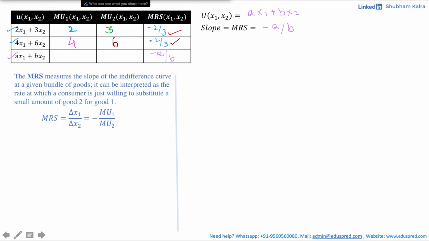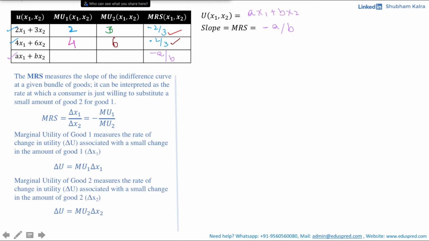Note that this is a general form, where instead of taking any particular value, the function is taking a general form where a and b can be any real number. It could be 0, it could be 1, it could be 1.2439, anything. If you compare this with your utility function as 2x1 plus 3x2, here your a is 2 and b is 3. Thus, your MRS was minus 2 divided by 3.